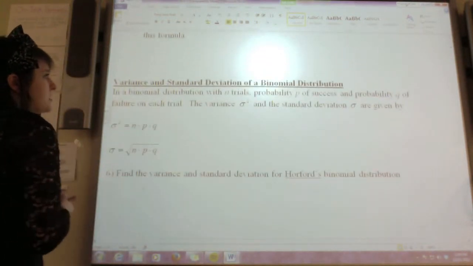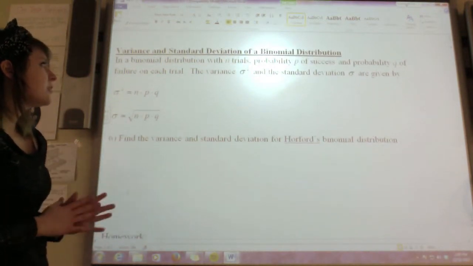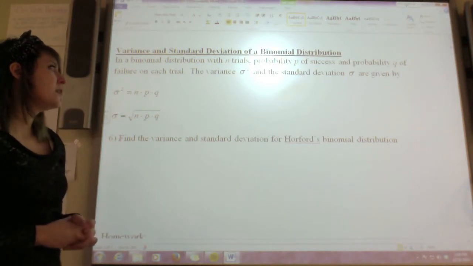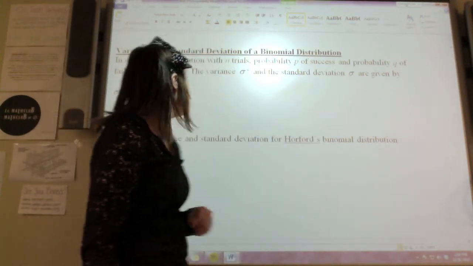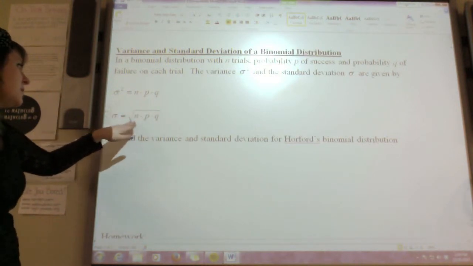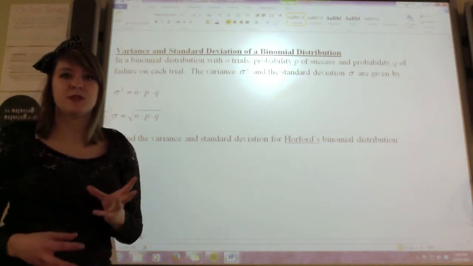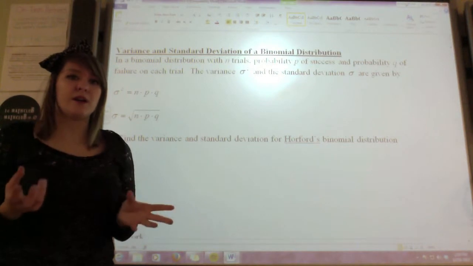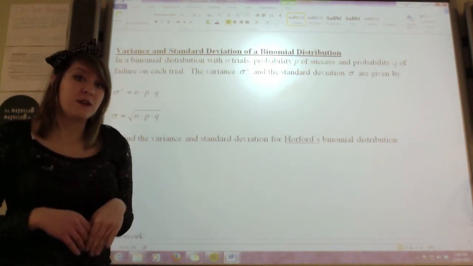Next up, variance and standard deviation for a binomial distribution. In a binomial distribution with n trials, probability p of success and probability q of failure on each trial, the variance, which remember is sigma squared, and the standard deviation, which is just sigma, are given by sigma squared equals n times p times q, and sigma equals the square root of n times p times q. So remember that the relationship between standard deviation and variance is that if you take standard deviation and you square it, you get variance. If you take variance and you square root it, you get standard deviation.